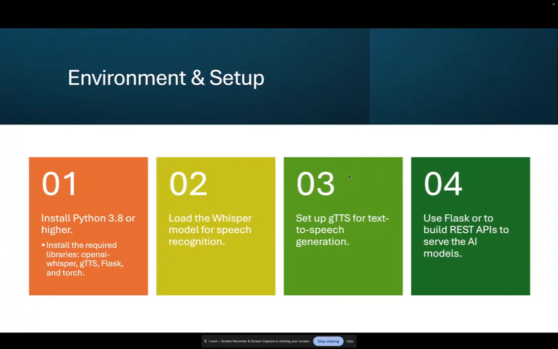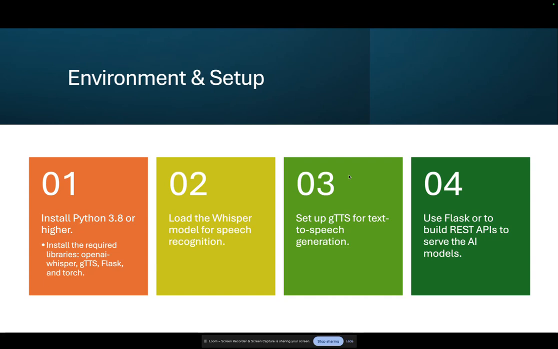In this section, we will be exploring how to set up the environment and what the workflow is. Step 1, install Python. Install the required libraries: OpenAI, Whisper, GTTS, Flask, and Torch. Second thing, load the Whisper model for speech recognition. Third, set up GTTS for text-to-speech generation. Fourth, use Flask to build REST APIs to serve the AI models.